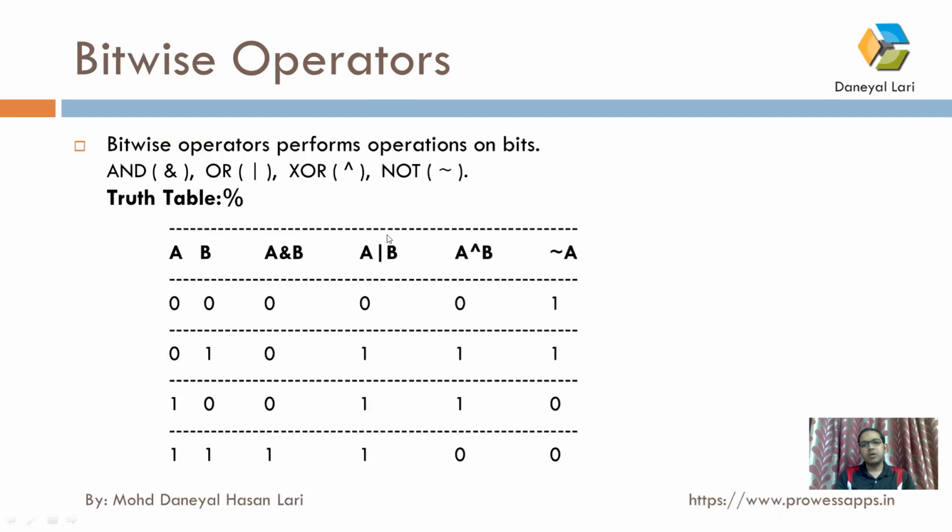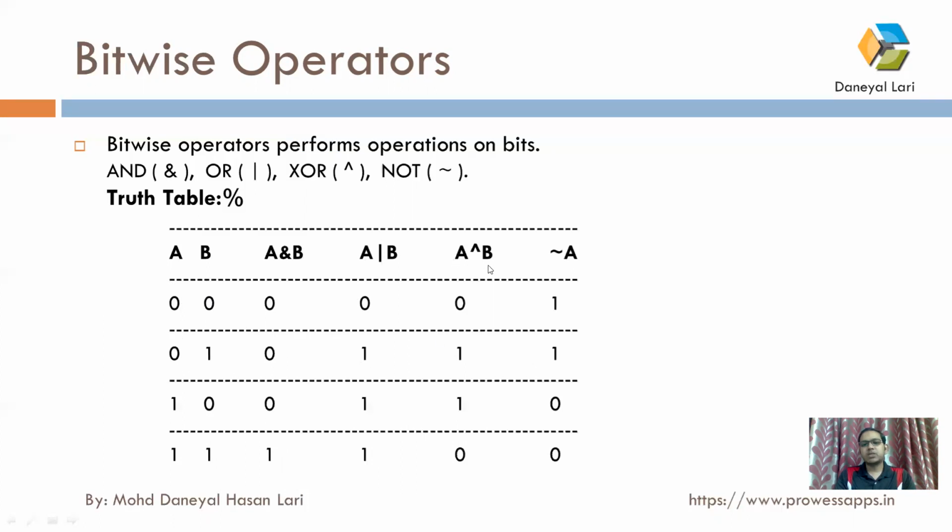If you perform the OR operation, the rule says if any bit is 1, then the result will be 1. So here you can see 0 and 0, both bits are 0, so we'll get answer 0, and the rest of the operations will give you the answer as 1. 0 1 is 1, 1 0 is 1, and 1 1 is 1.